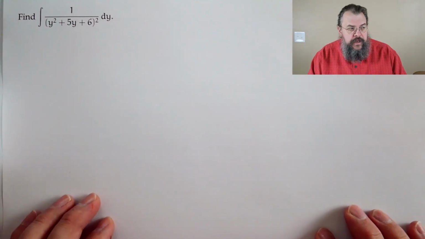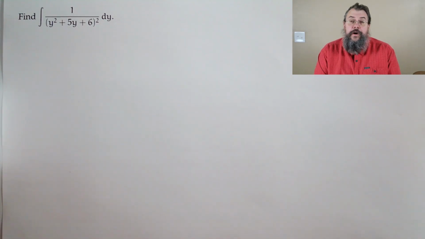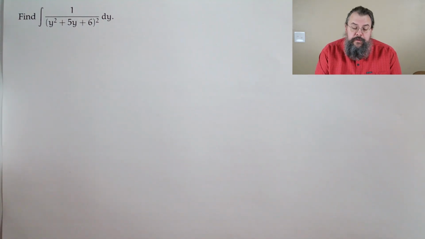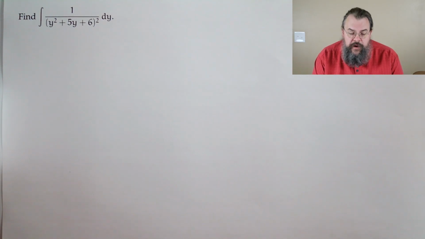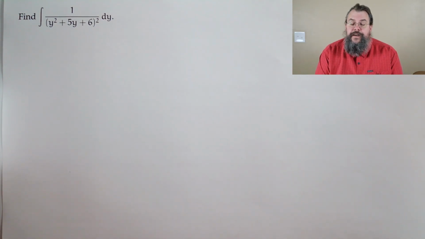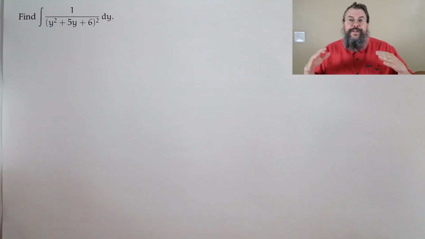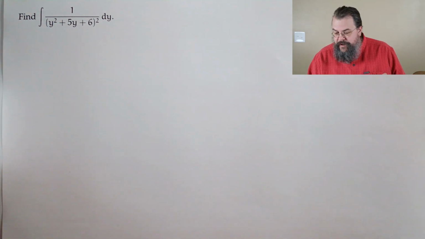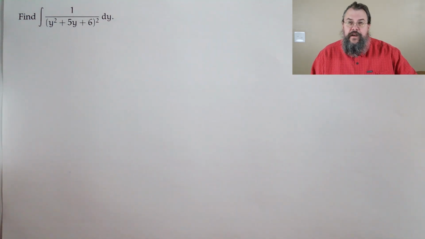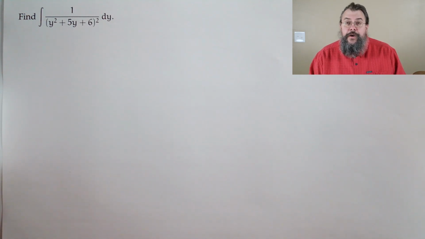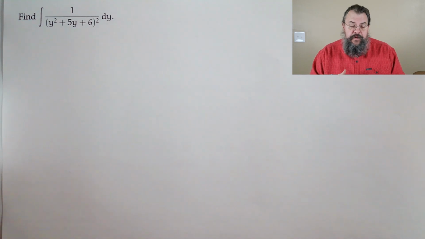So our next problem. Find the integral of 1 over (y squared plus 5y plus 6) quantity squared dy. All right, this definitely feels much more standard in terms of partial fractions. Now we just have to decide, okay, what do we do? Well, let's talk about y squared plus 5y plus 6. Has that been factored as far as possible? And if not, what do we need to do to it?